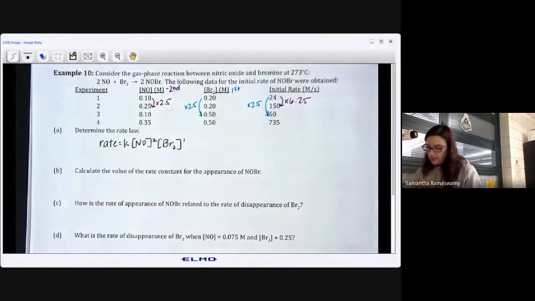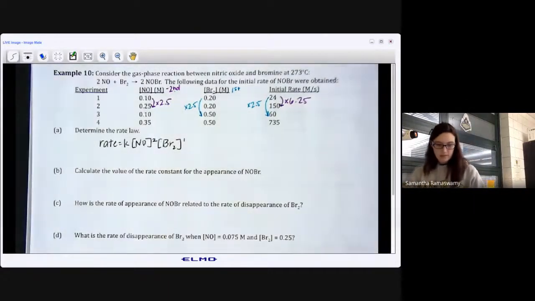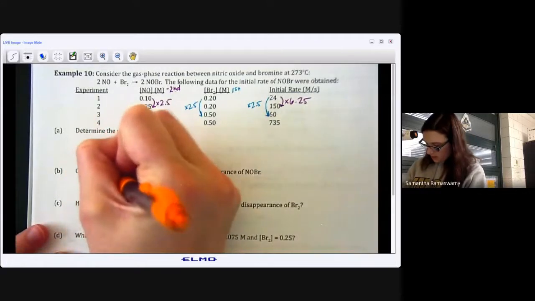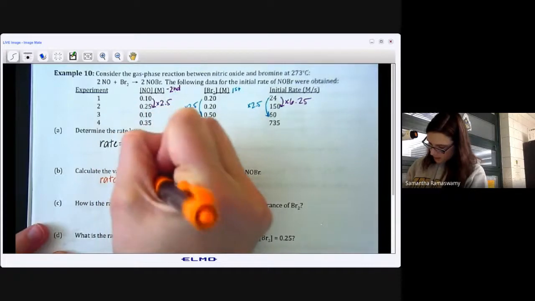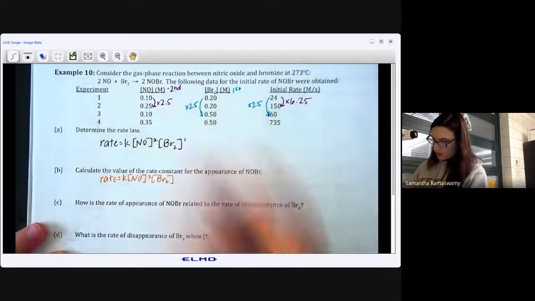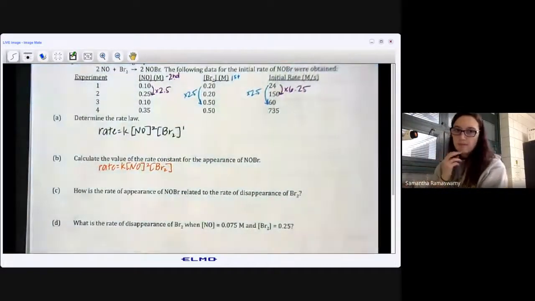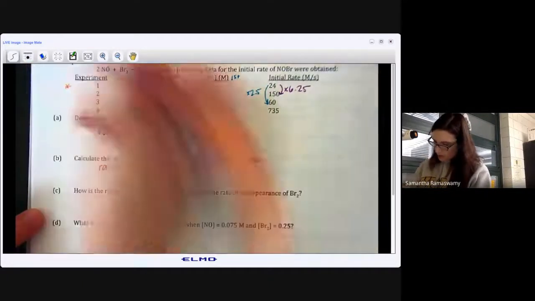Part B says calculate the value of the rate constant for the appearance of NOBr. So pick one of the experiments and calculate K. I usually just pick the first one because it's the first one. To calculate the value of the rate constant, I'm going to use rate equals K times concentration of NO squared times concentration of Br2. You're using the rate law. Once you have the rate law, you're using that for everything.